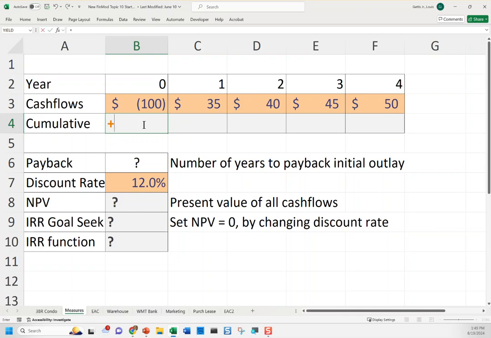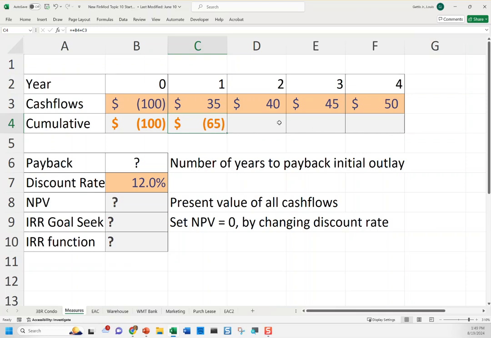Payback, the easiest way to do that is to have a row called the cumulative cash flows. So a cumulative cash flow, if I spend $100 today, is $100 negative. At the end of the first year, my initial was the number to the left, down 100, but then I make 35, which is above. So I'm still 65 in the hole, or in the red, after the first year.